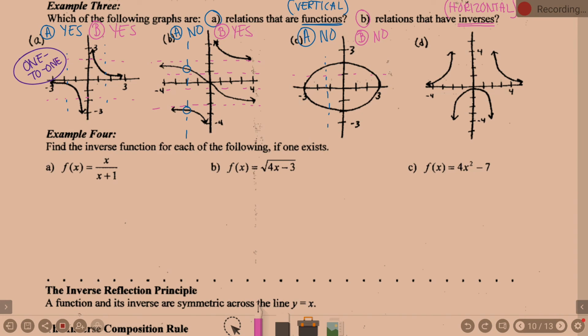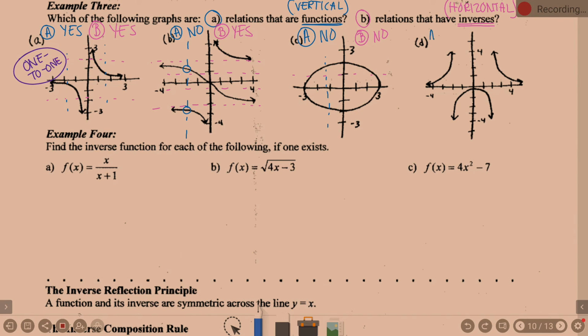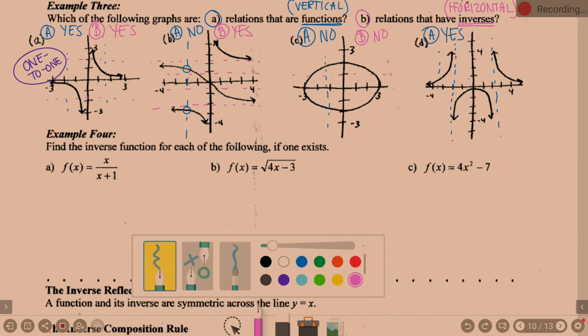Okay, D. Is it a function? Yes. It's the vertical line. Okay. That's a vertical line. Now, what are we going to assume is happening right here, guys? We're going to assume that those are likely asymptotes. Do we pass the vertical line test everywhere else? Yes. So, yes, it's a function. Do we have an inverse?